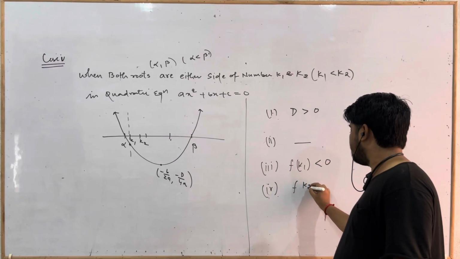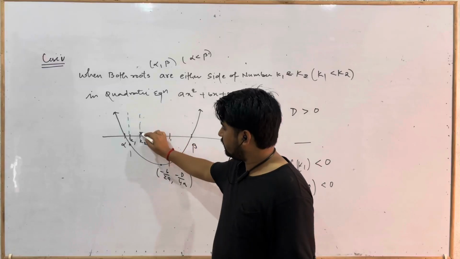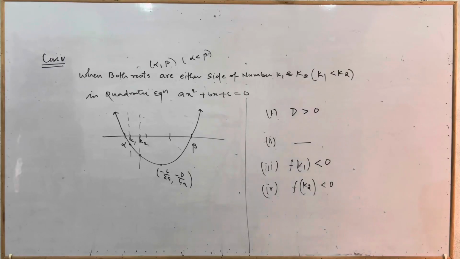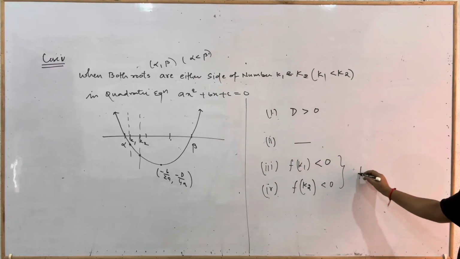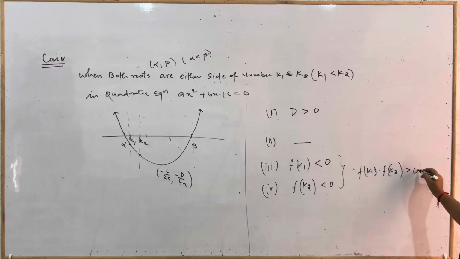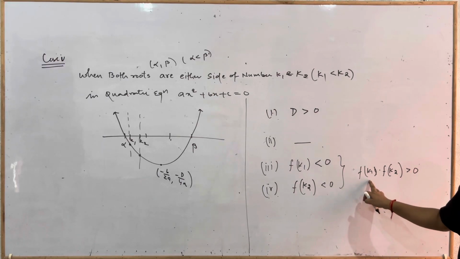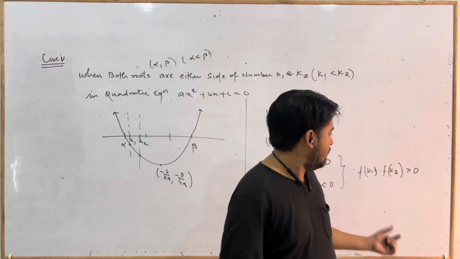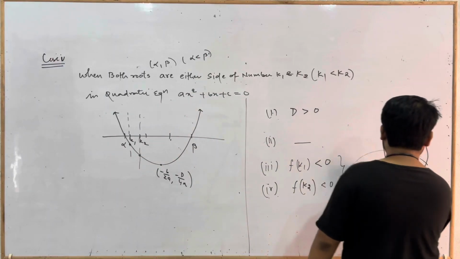Similarly, the fourth one is f of k2. What about f of k2? f of k2 is again less than 0. If I draw a vertical line here, it cuts the graph below the x-axis. So f of k2 is again less than 0. I cannot combine this case to write f of k1 into f of k2 greater than 0. Is negative, so the product is positive, okay, but at the same time f of k1 can be positive and f of k2 can be positive, right? So I will write these two cases separately. I am not going to combine this one. Avoid this one. This is wrong.